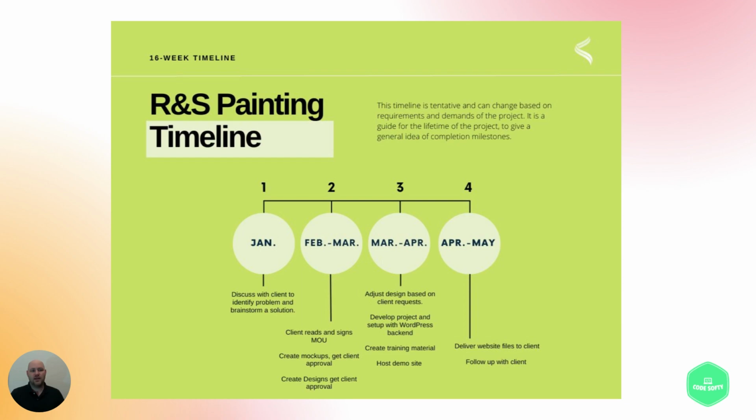And so the timeline that I have, I don't really have any set dates, but as you can see, in January, I got with her and we talked about what she needs. We did some brainstorming. And then later on, from February to now, I've gotten the contract signed. I've gotten the mock-ups and designs approved by her.